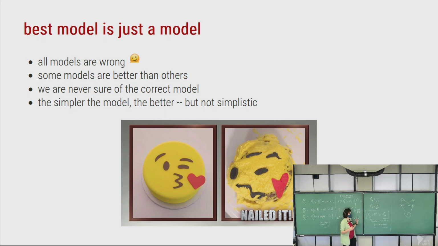So imagine that the reality is a kissing heart emoji. I could represent that reality using two different models here. Some models are better than others, right? But this does not mean that this is the correct model. This is the model that is closer to my data, my reality. And we should always search for the simpler model, the better model, but we cannot be simplistic in terms of the biological, ecological systems that we are trying to understand.